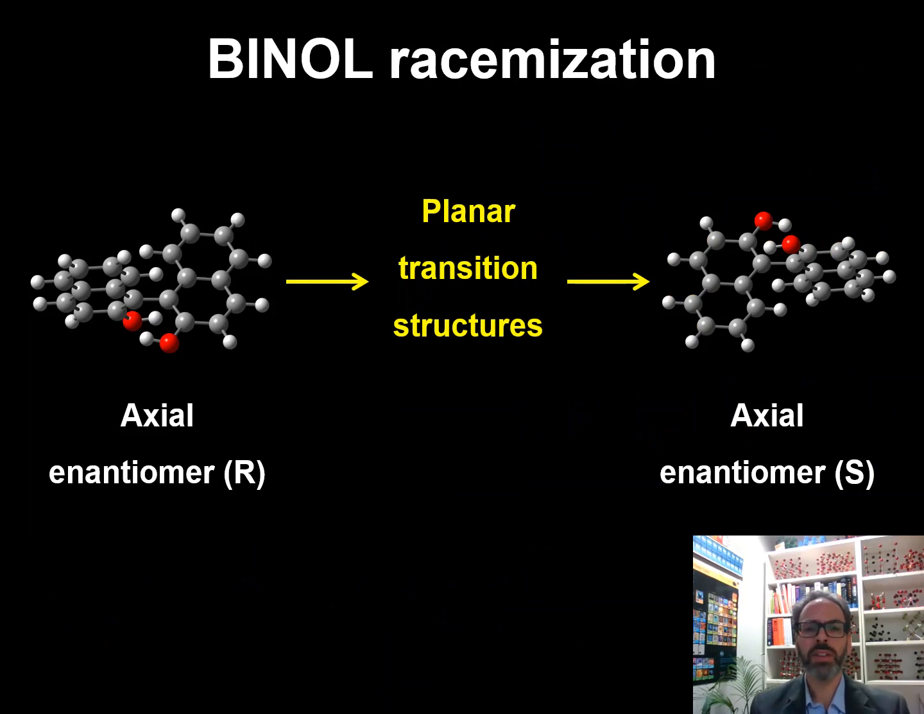Okay, so now that we've seen how a graphene nanoflake can catalyze the racemization of binaphthyl, let's look at a more interesting biaryl, BINOL. BINOL is an important building block in organic synthesis, and it is used as a precursor for generating axially chiral catalysts. Here we see the two axially chiral enantiomers of BINOL, and again they are going to be interconverted between each other through a nearly planar transition structure.